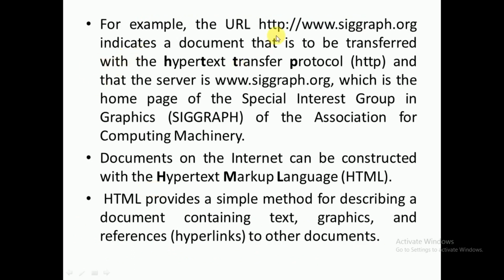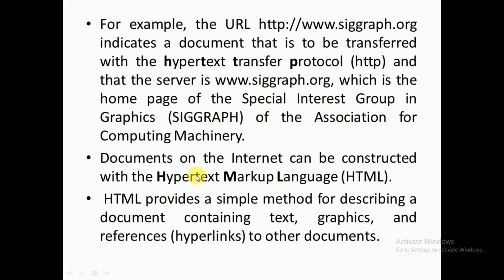For example, the URL http://siggraph.org indicates a document that is to be transferred with the hypertext protocol, that is HTTP. The protocol you are using is HTTP, and the server is www.siggraph.org. This server name is the home page of the Special Interest Group on Graphics, the graphics group of the Association for Computing Machinery.